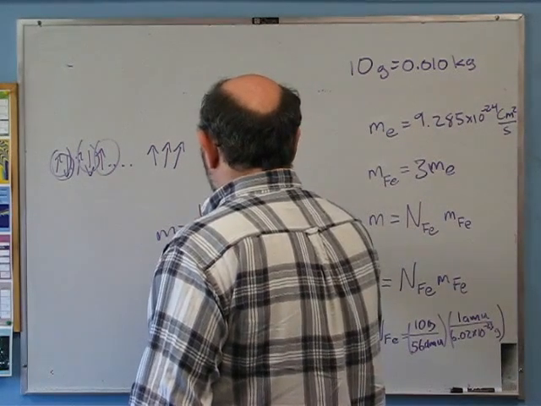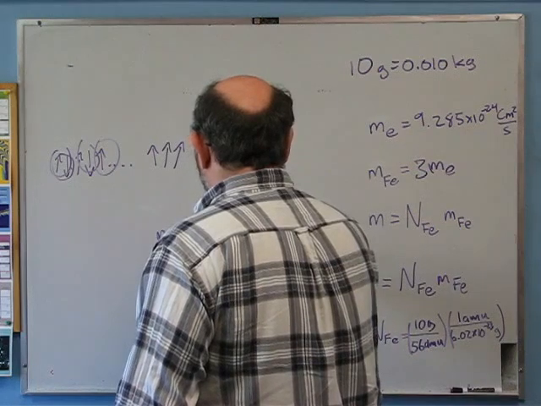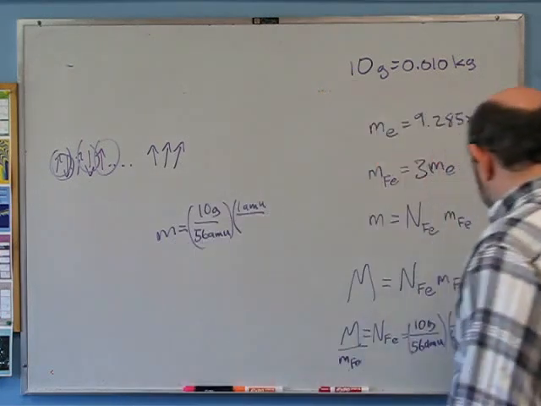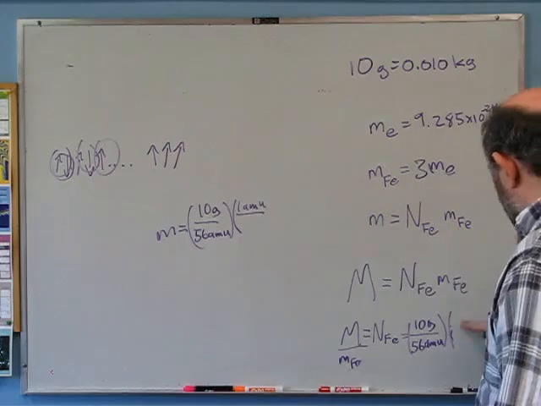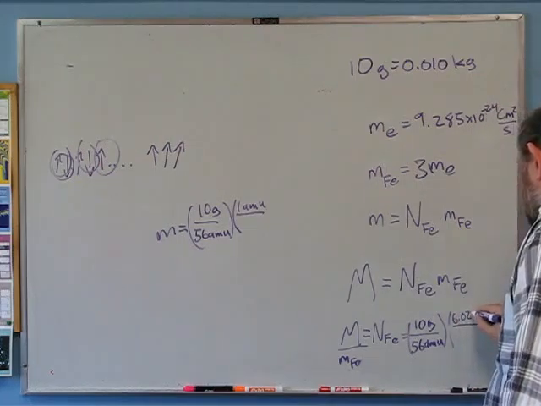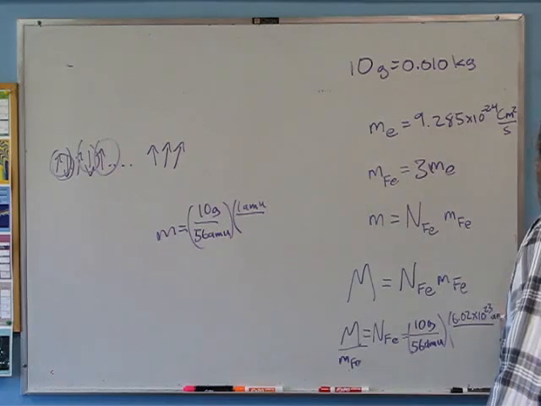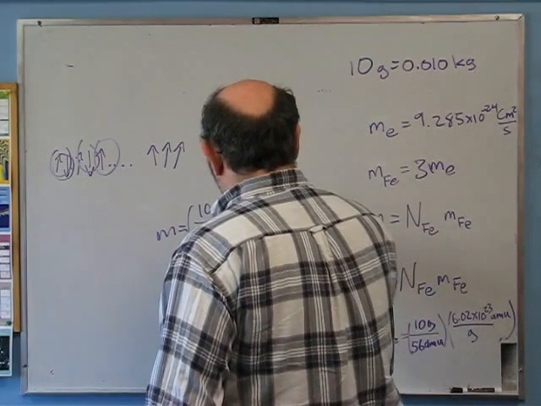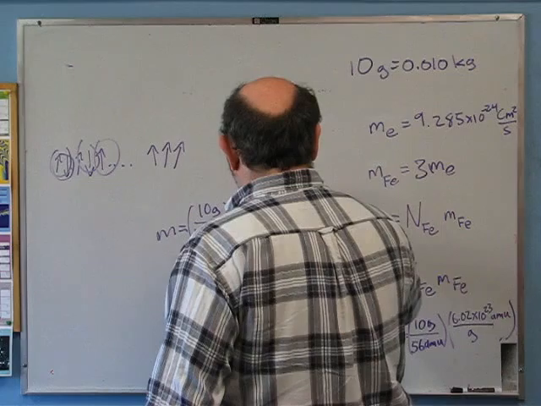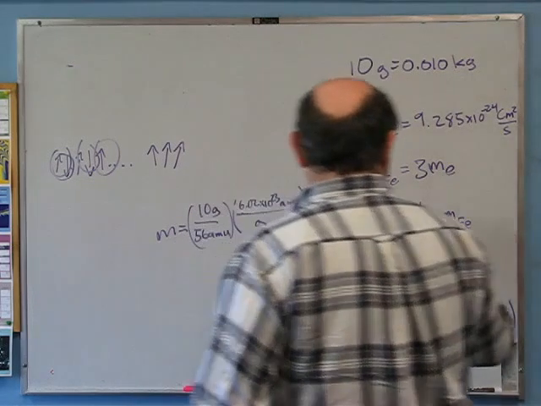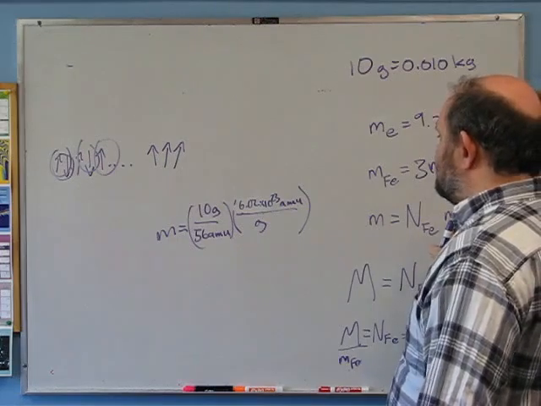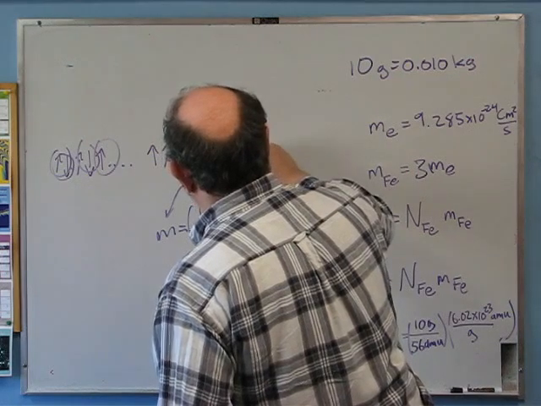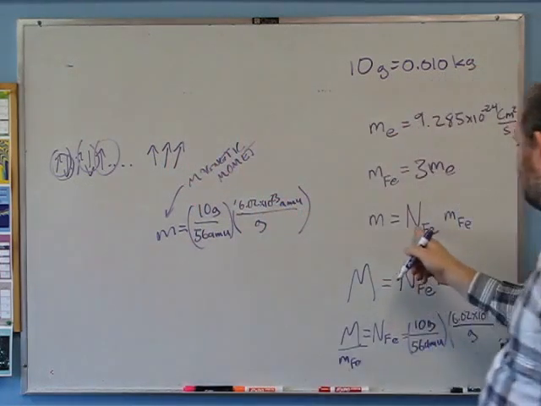So now I can take this number, N_Fe, multiply it by the magnetic moment of one iron, and I will have the total magnetic dipole moment of the whole thing. So let's write that out. I put in the 10 grams over 56 AMU with the unit conversion. One AMU is equal to, I did this wrong, I apologize. 6.02 times 10 to the plus 23 AMUs, atomic mass units, is 1 gram. That's really what Avogadro's number is. So we have 6.02 times 10 to the 23rd AMU per gram times the magnetic moment.